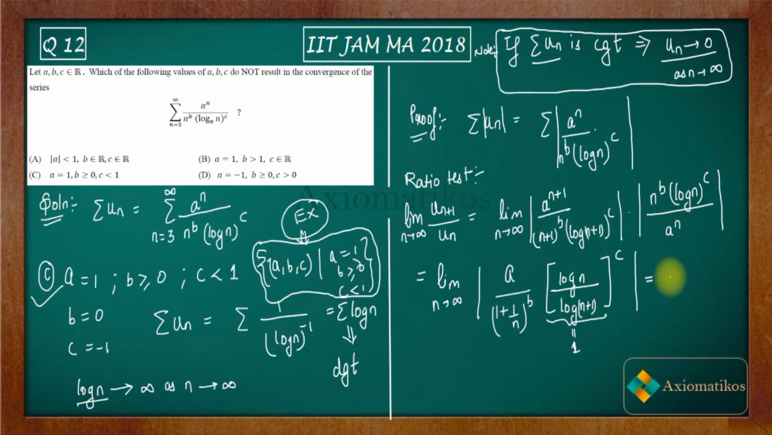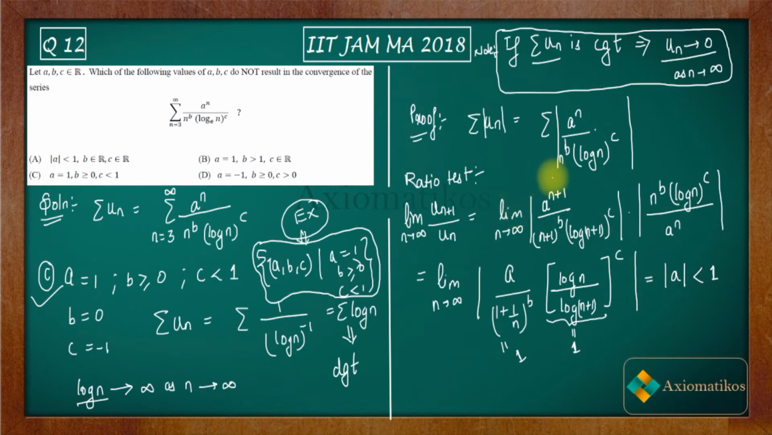I would have to introduce L'Hospital rule, so that would be a big part of the video. So this limit is also 1, and this limit is also 1. Therefore, you are getting mod A. Now, what do you know about the ratio test? You know that if this limit is less than 1, then your series converges.